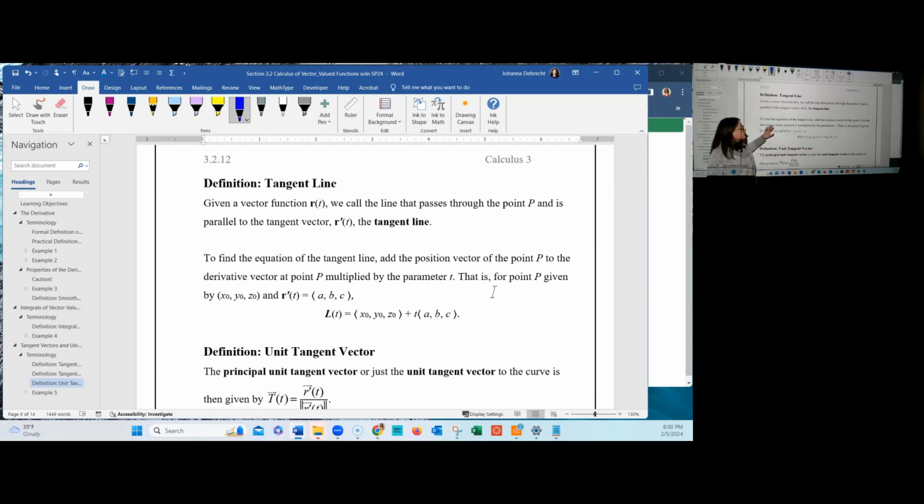And then we want to add that position vector to the derivative vector at point P multiplied by a parameter t. The parameter t is what's going to make it go in both directions forever. All right, so that would give us something like this here.